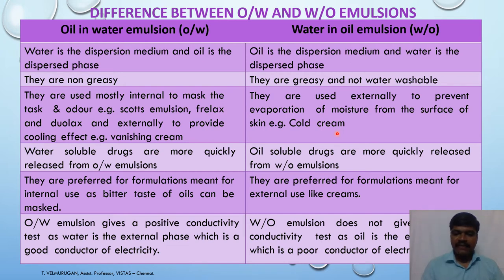Here I have to clarify one thing. Oil in water type of emulsion is mostly for internal purposes, but there are external preparations also; mostly internal preparation, while water in oil emulsion is mostly external preparation. You have to consider this important point.